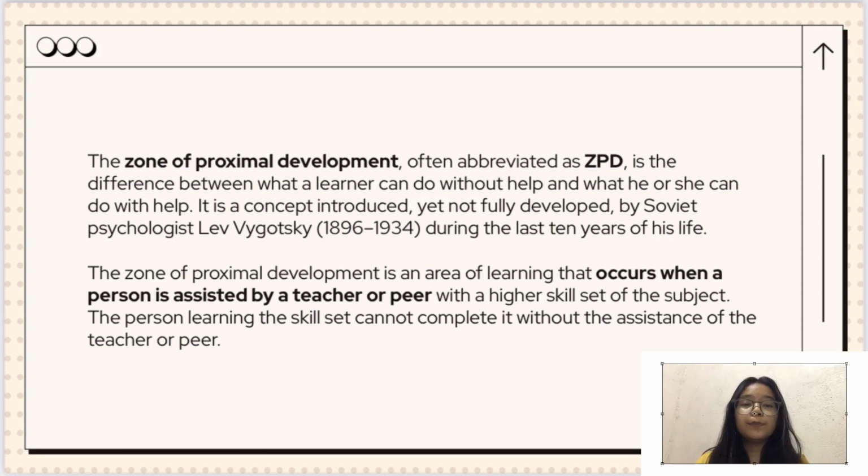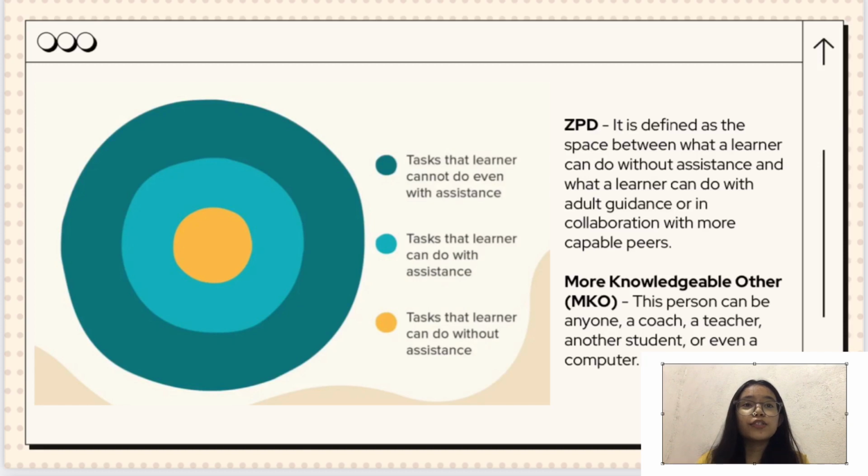So the ZPD occurs when a person is assisted by the teacher with knowledge or skills in that subject or certain topic. The person learning the skill set cannot complete it without the assistance of the teacher or peer. We also have the MKO, and MKO stands for more knowledgeable other. This can be anyone: a coach, a teacher, a tutor, a student, or even a computer. It is something that can help you to guide you to complete a certain task.